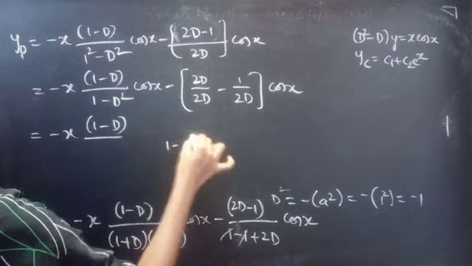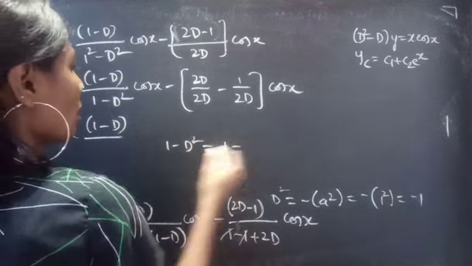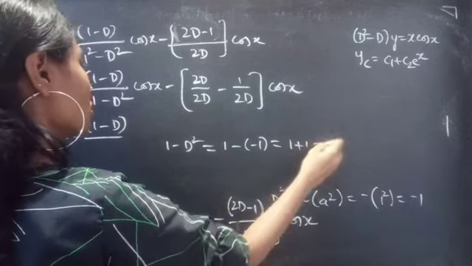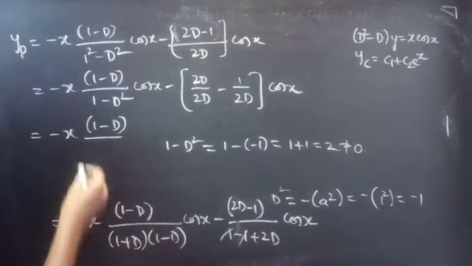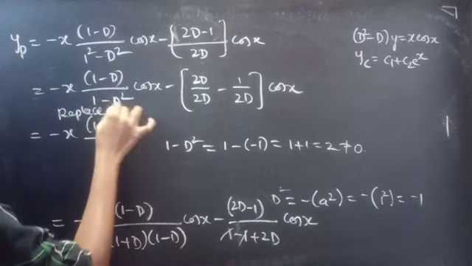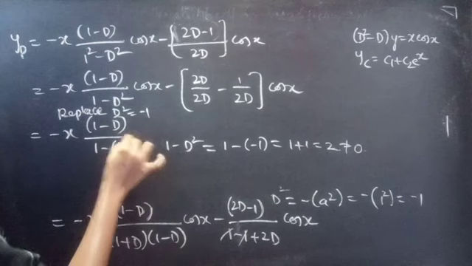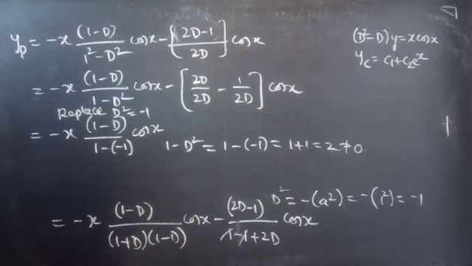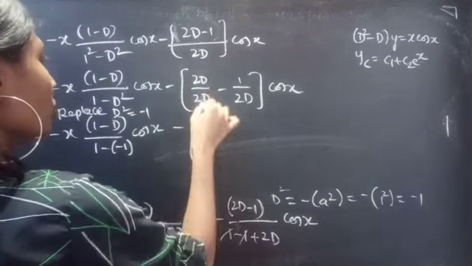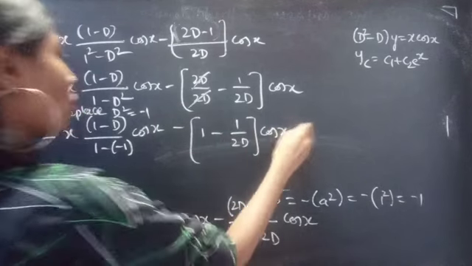See what happens if we replace d square by minus 1 in the denominator. I'm just taking the denominator part, 1 minus d square, and see what happens if we replace d square by minus 1. We'll get 1 minus of minus 1, which is 1 plus 1 is 2, which is non-zero, right? So we can replace d square by minus 1 in the first term, right? We'll get 1 minus of minus 1 into cos x minus of 2d by 2d is 1 minus 1 by 2d into cos x.